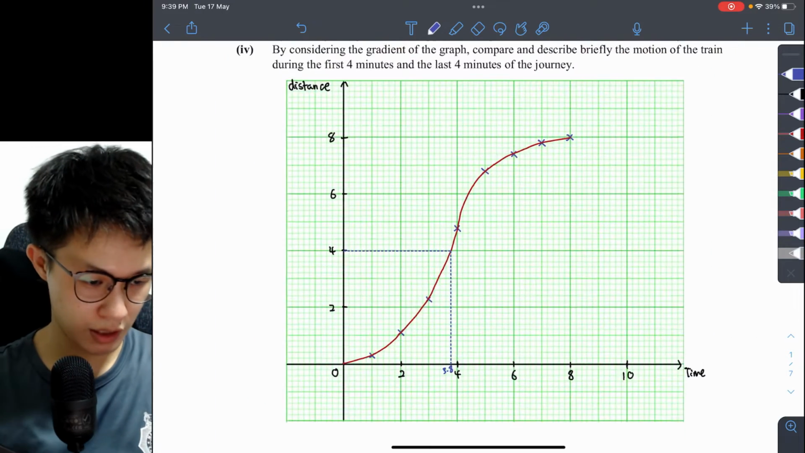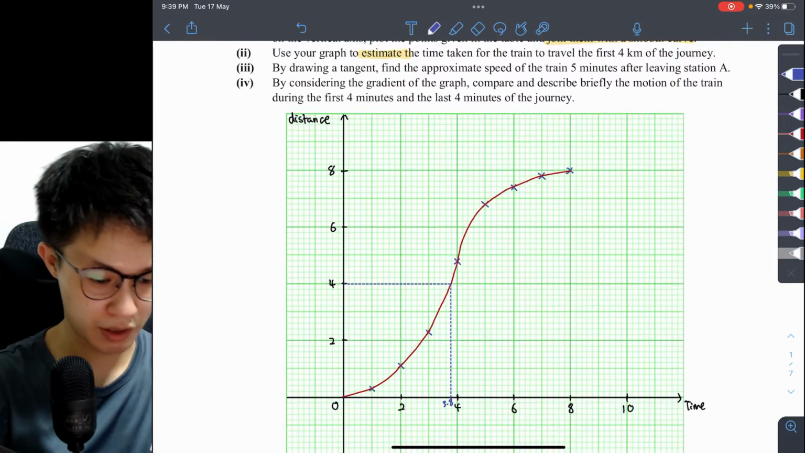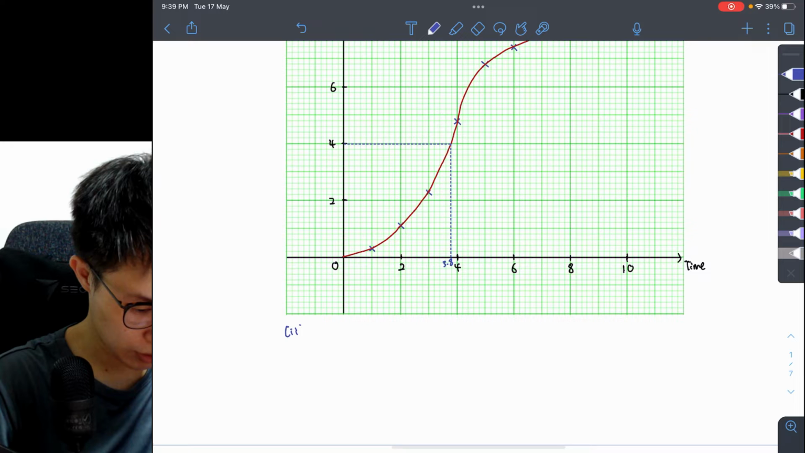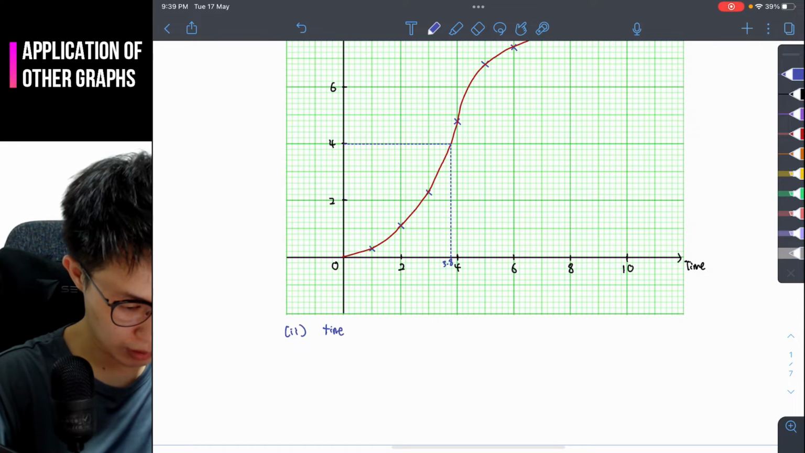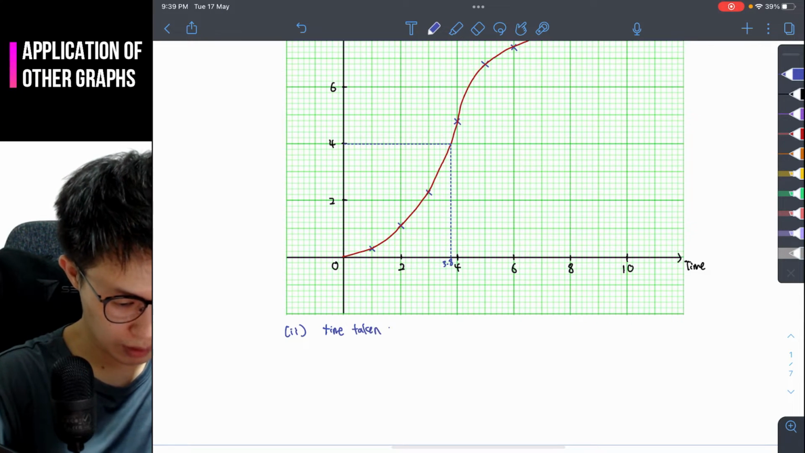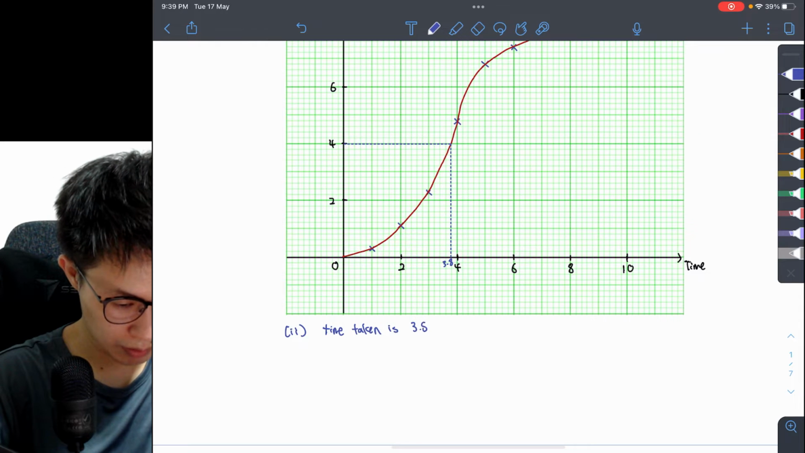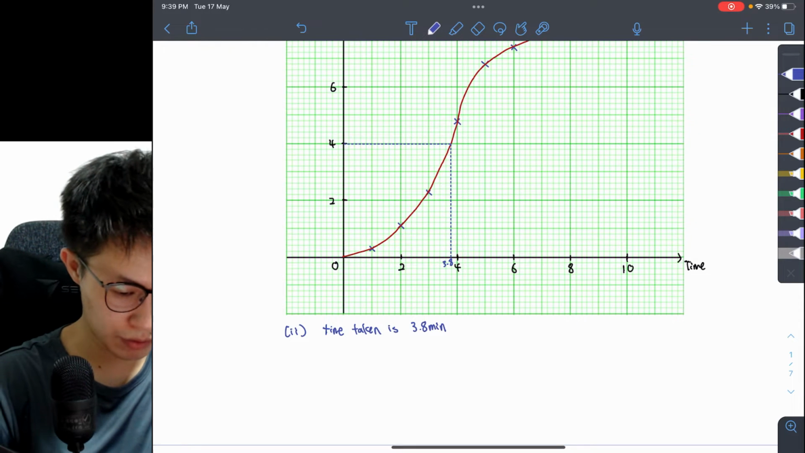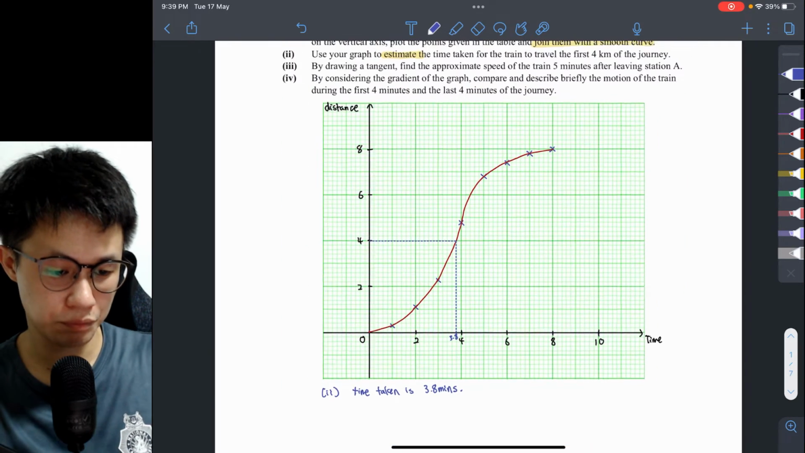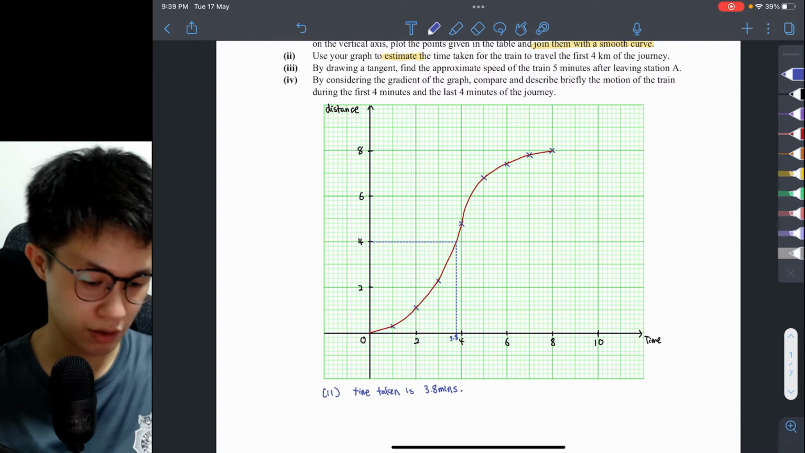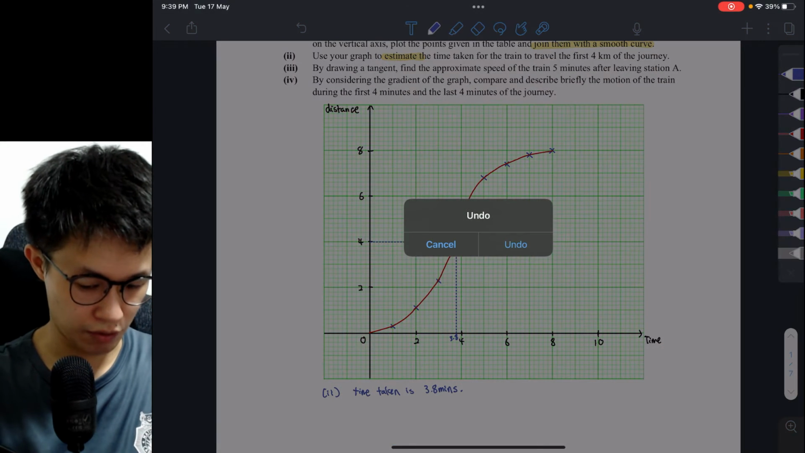So we can answer part 2 quite easily. Part 2, time taken is 3.8 minutes. It also depends on how you draw, so there is going to be a larger range of plus or minus here. It depends on what kind of answers you get.